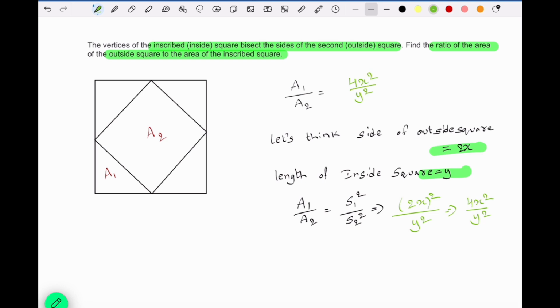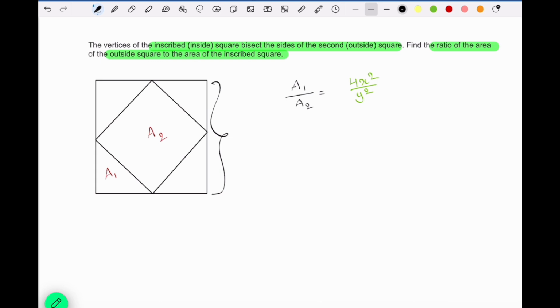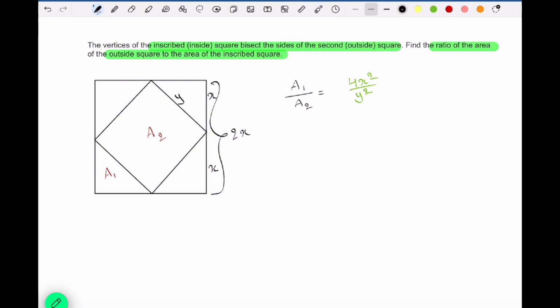Now we have to find some relationship between x and y, so we can represent the formula in numerical form. As we assume the length of the outside square is 2x and the length of the inside square is y. From the question we know every corner of the inside square bisects the side of the outside square. So the length will become x and x, right? As each corner is bisecting, it is dividing the length of the side into two equal portions. That's why I write it as x and x. Now this one is also x, right?